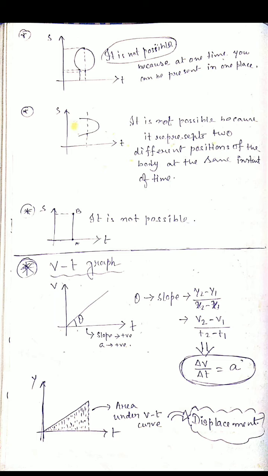Velocity time graph. Here I will draw the first graph, a straight line passing through the origin, and it makes an angle theta. Theta means slope. Slope means y2 minus y1 by x2 minus x1. Here we can say v2 minus v1 by t2 minus t1, which is change in velocity by change in time. It gives us the acceleration. So the slope of the velocity time graph gives us the acceleration.